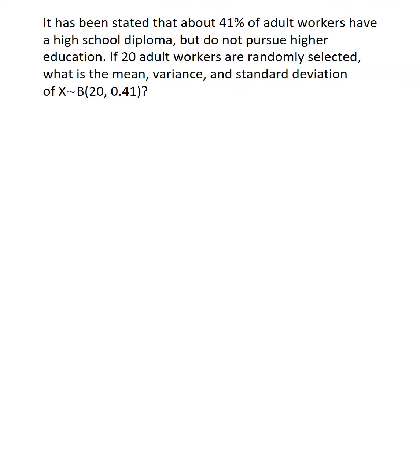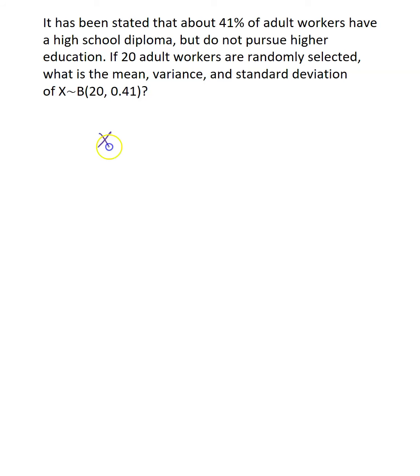It has been stated that about 41% of adult workers have a high school diploma but do not pursue higher education. If 20 adult workers are randomly selected, what is the mean, variance, and standard deviation of x that follows a binomial distribution of 20, 0.41? Okay, it's all written very crisply for us. So let's start off with what we have.